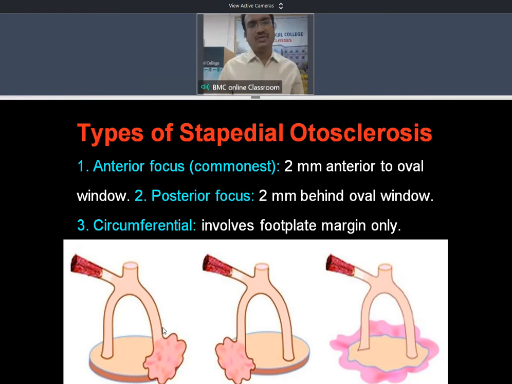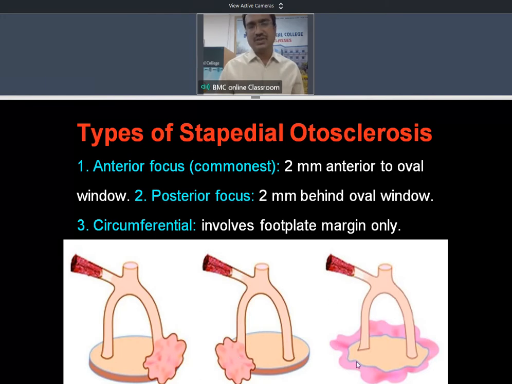Just now I told fissula ante fenestram, just anterior to the oval window. This is anterior to the oval window. This is the crura, anterior crura, posterior crura. This is the stapedius tendon, which is attached to the superstructure of the stapes. Posterior focus, anterior focus, and circumferential. So this is anterior focus. This is posterior focus, just 1 millimeter posterior to the oval window.